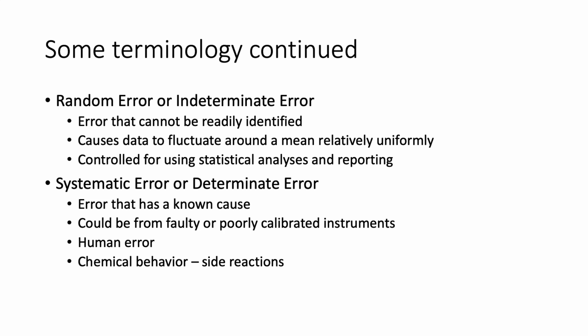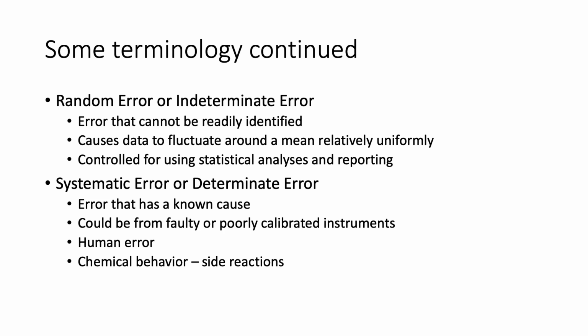Systematic or determinate error is error that has a known cause. And that could be from faulty or poorly calibrated instruments, human error, or chemical behavior inside reactions. So if you intended to get 5 grams of product and you got less than 5 grams, then you know that there is some error associated with your experiment. And it could be because maybe some of your iron oxidized, or maybe you spilled some of your ferrocene, or maybe you were not taring the balance every time you used it. So that'll introduce error into your measurement if you were using the equipment improperly.